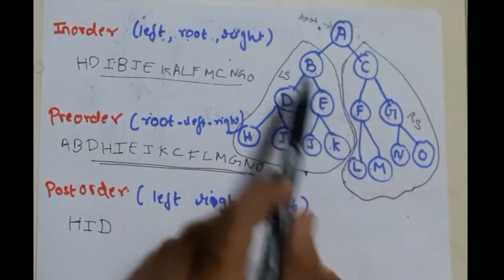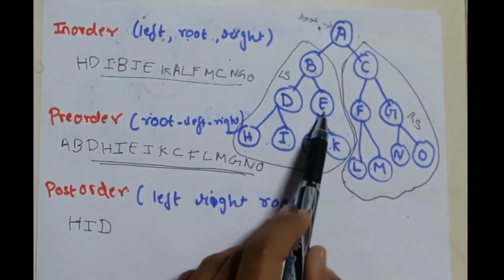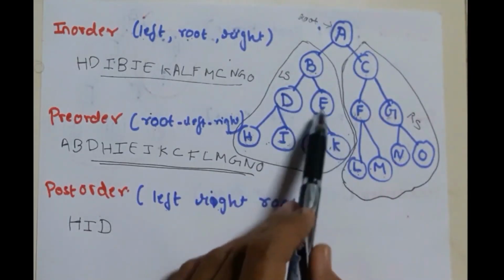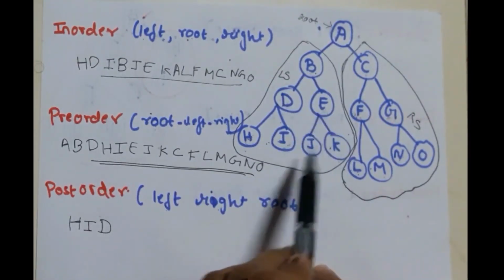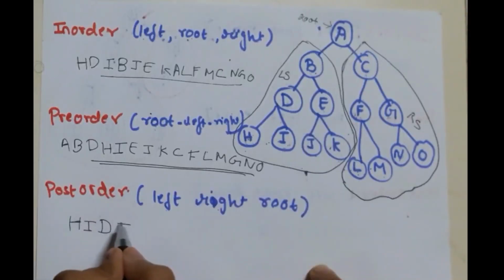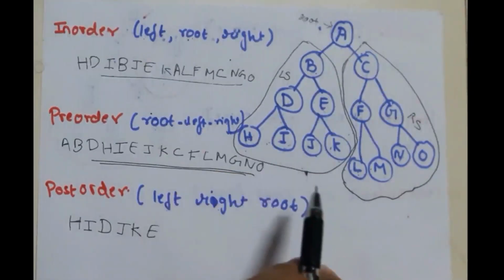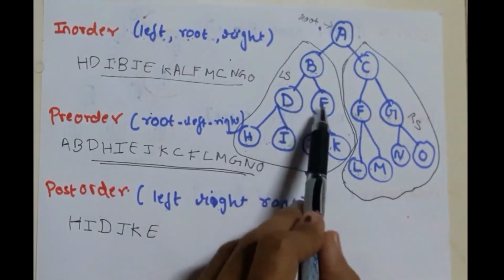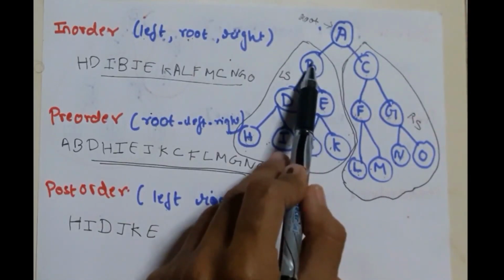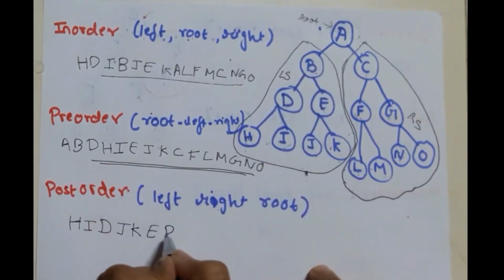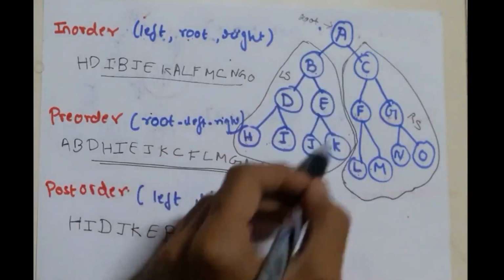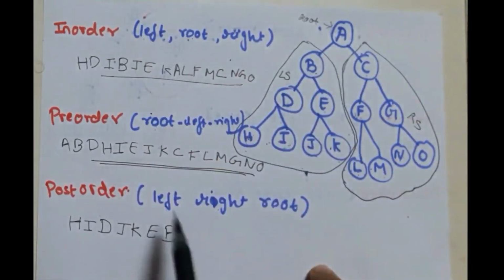Now we'll go into the right subtree of B. So in the right, E is the root for J and K. So we cannot print E. So we'll print the left child of E, that is J. Then the right child K. And then finally root E. And then root of D and E subtree is B. So now we'll print B. So we have traversed completely the left subtree.